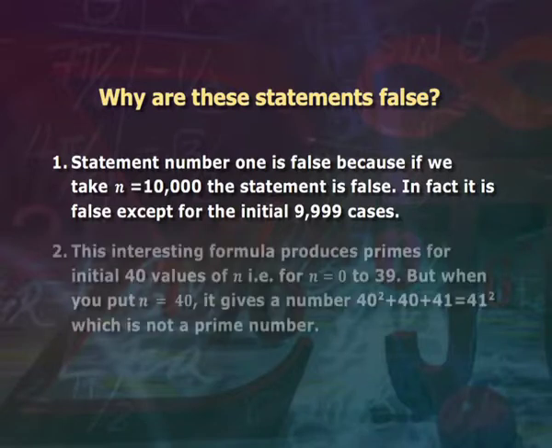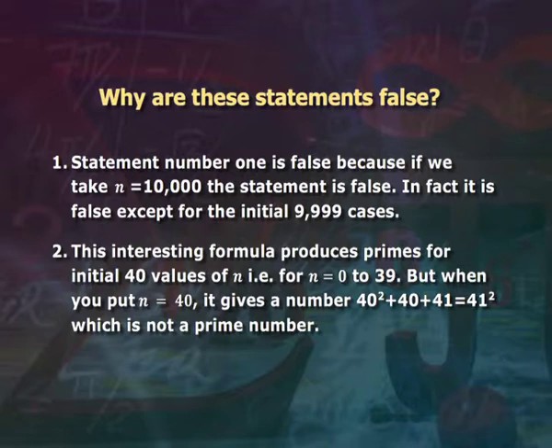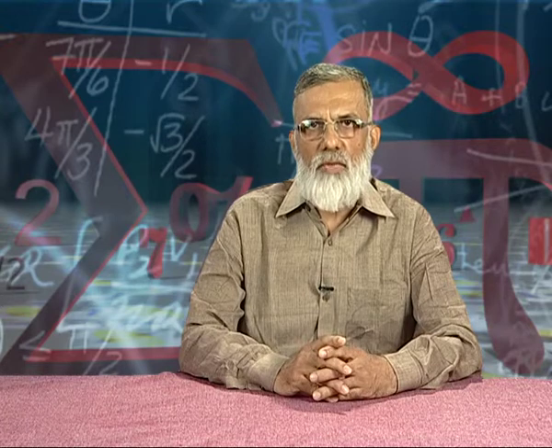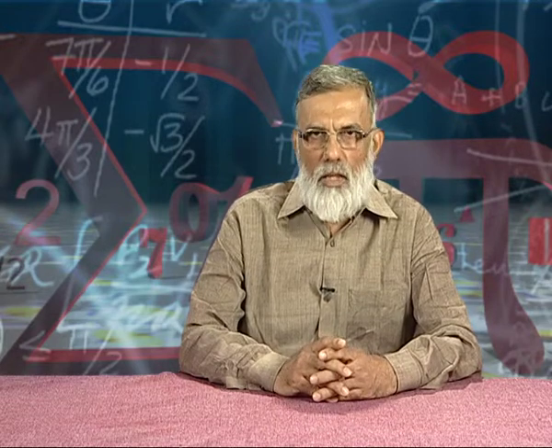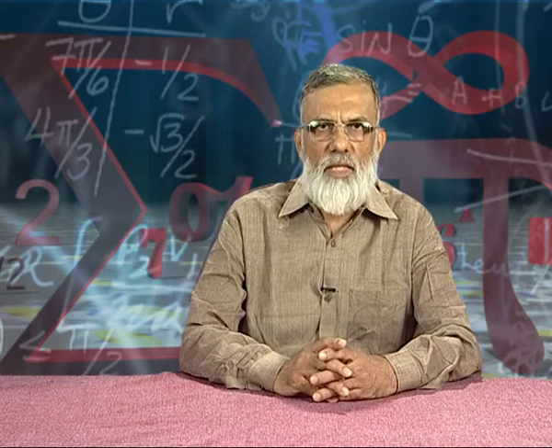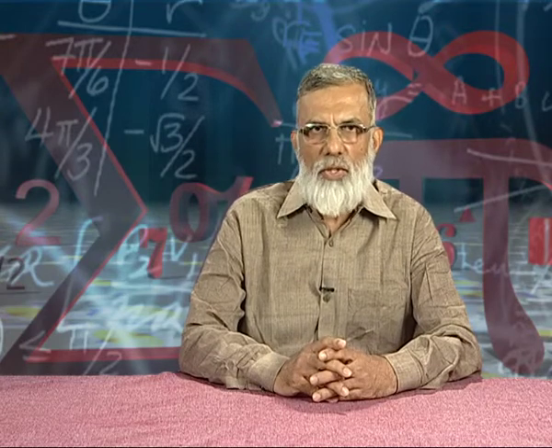9,999 cases. 2. The interesting formula produces primes for the initial 40 values of n, that is, for n equal to 0 to 39. But when you put n equal to 40, it gives the number 40 square plus 40 plus 41, which can be easily seen to be 41 square, which is not a prime number. We conclude this discussion with a simple note that proof is a serious business in mathematics. However, when we want to apply mathematics, we will not go too much into this part of mathematics here.